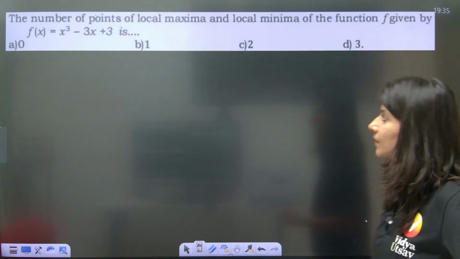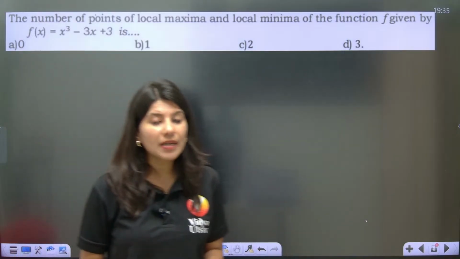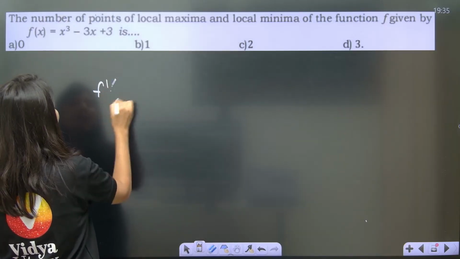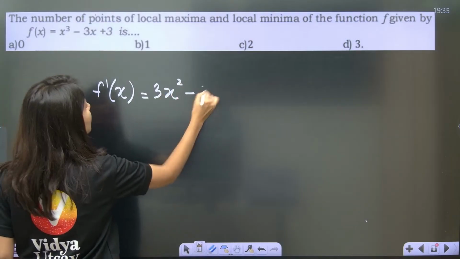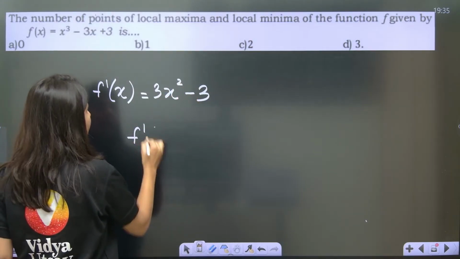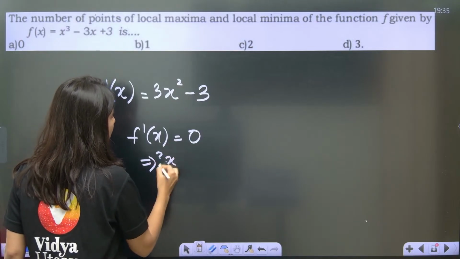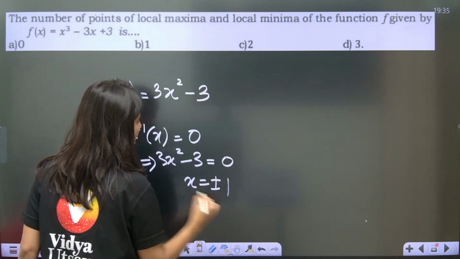Next question. The number of points of local maxima and local minima. Clearly, first of all, calculate f dash x. So, ma'am, 3x square minus 3. So f dash x equals 0 implies 3x square minus 3 equals 0. X is equal to plus minus 1.